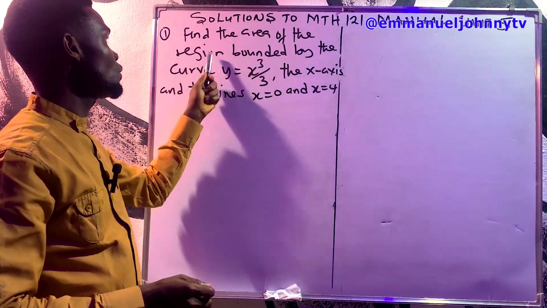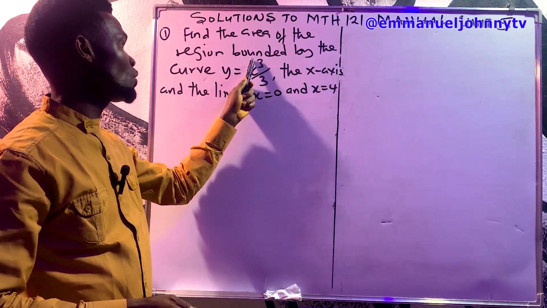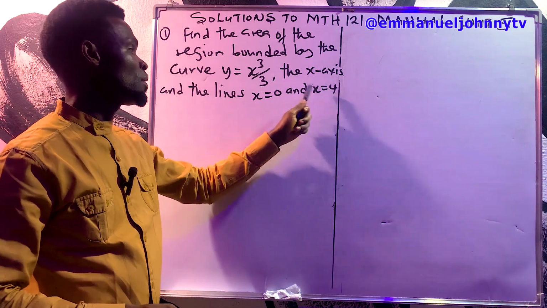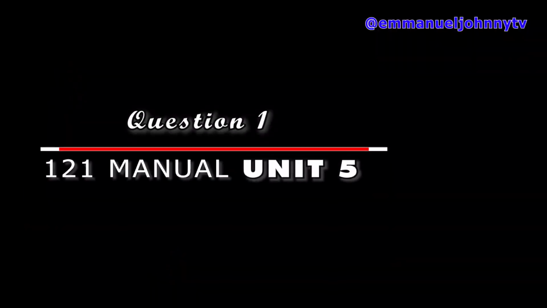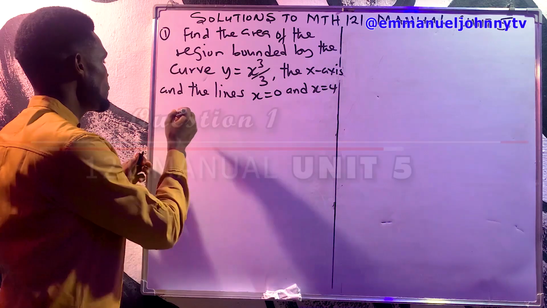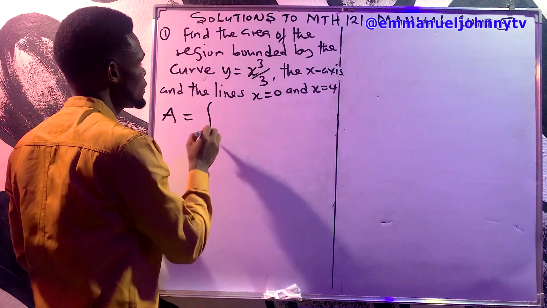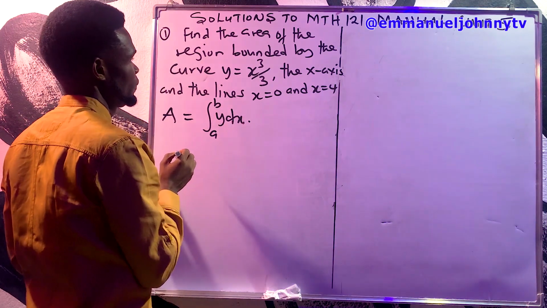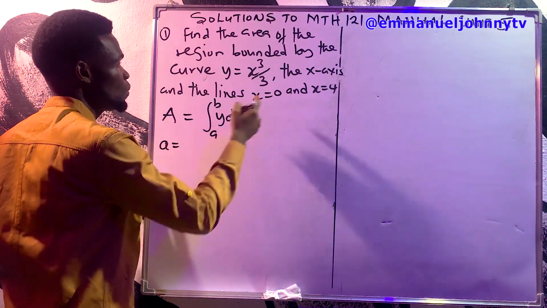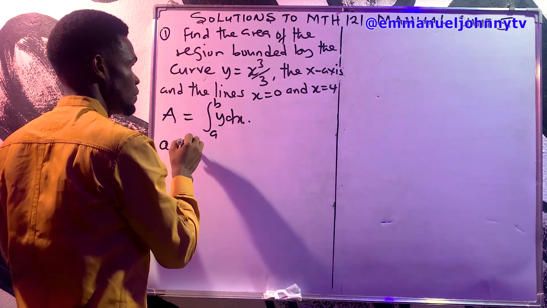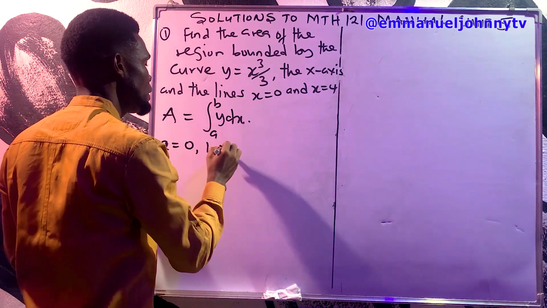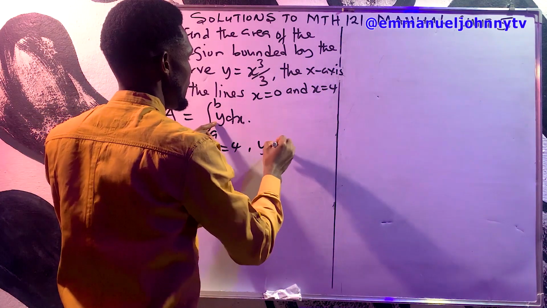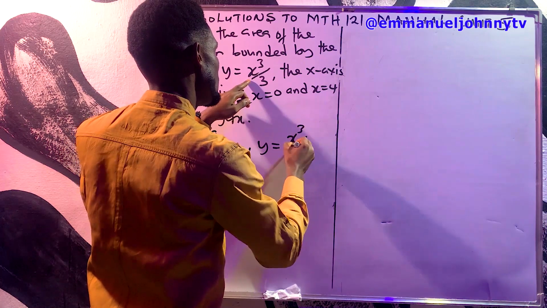Find the area of the region bounded by the curve y equals x cubed over 3, the x-axis and the lines x equals 0 and x equals 4. So these are the boundaries from 0 to 4. So it's very simple. We know that the area A is equal to the integral from a to b of y dx. Now, you are told that a is given to be 0 and b is given to be 4. That means that y is equal to, of course, y is in the question, x cubed over 3.